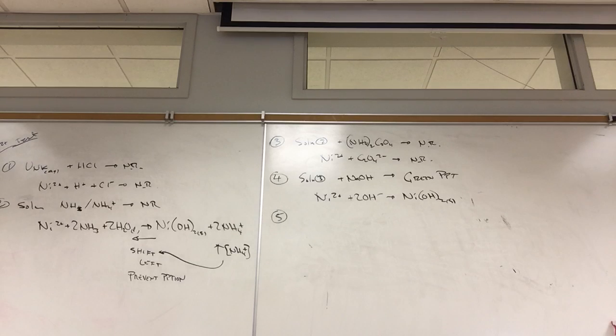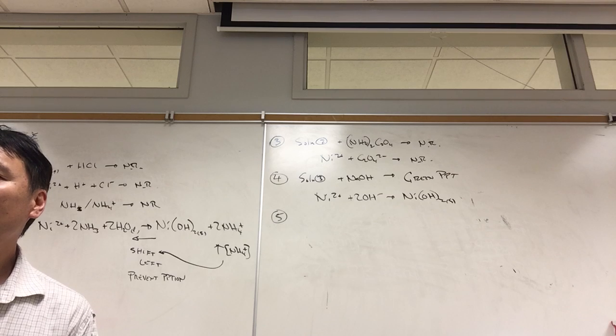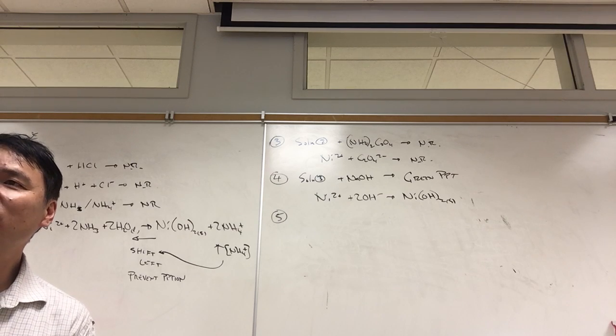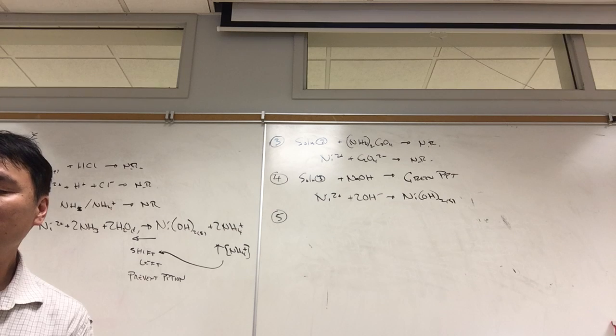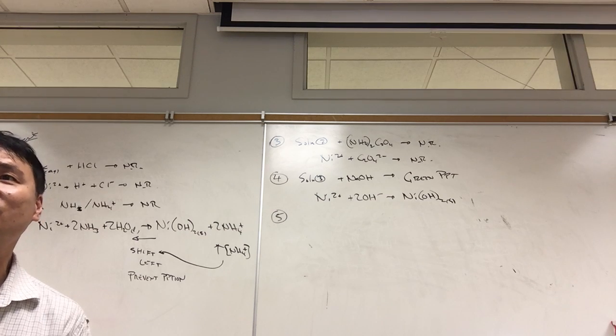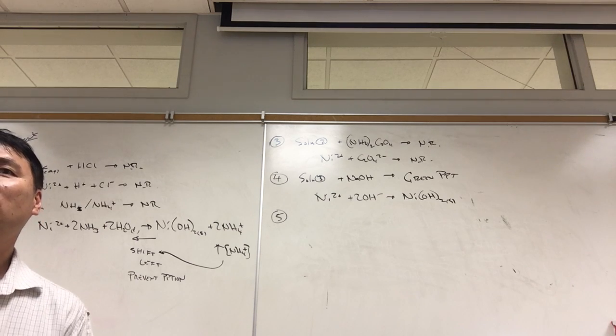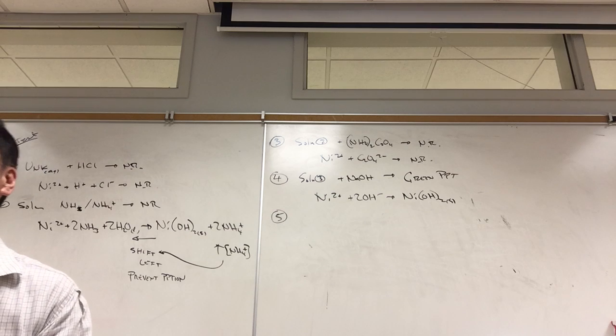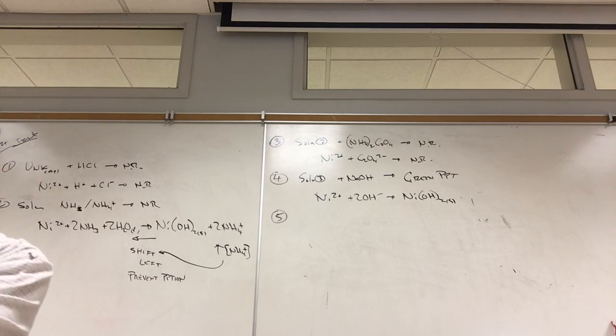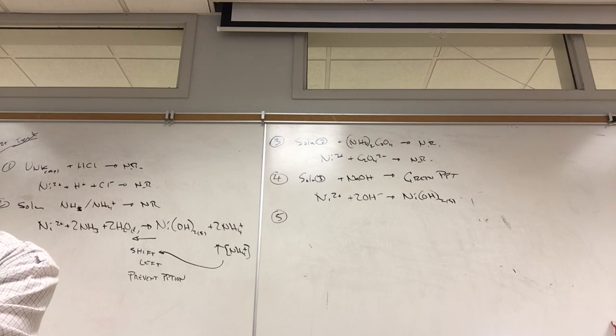This we call a positive test for nickel at step 4. It's not the positive test for the nickel ion in our unknown. It's just, if we get a green precipitate, then that means we had some nickel in there. What would be a negative test for nickel at this point? At step 4, what would be a negative test for nickel?